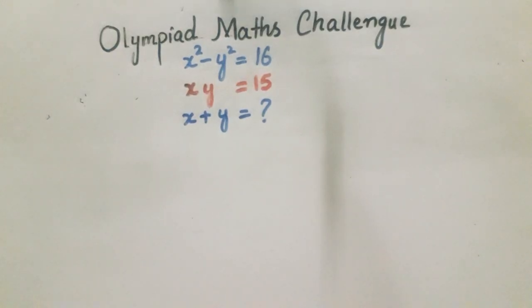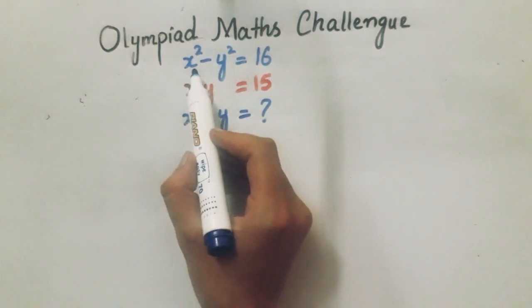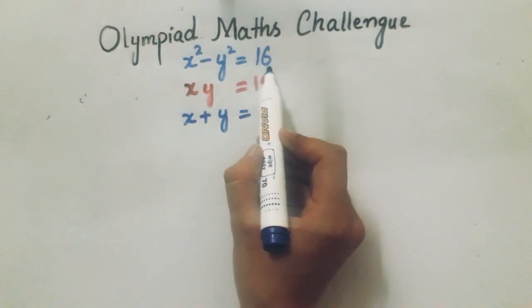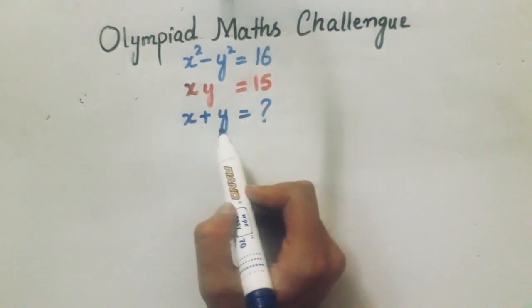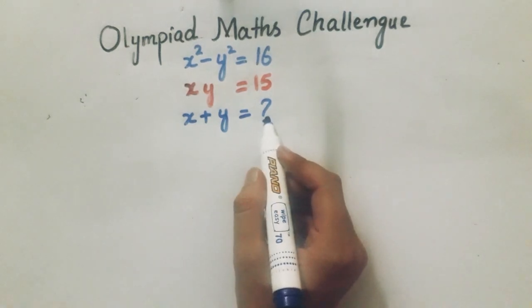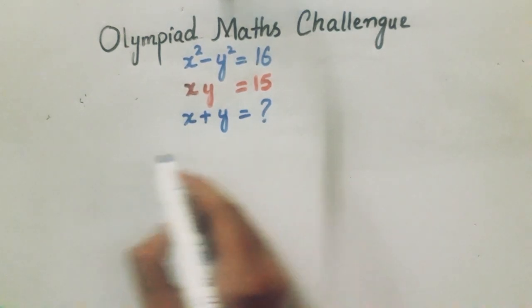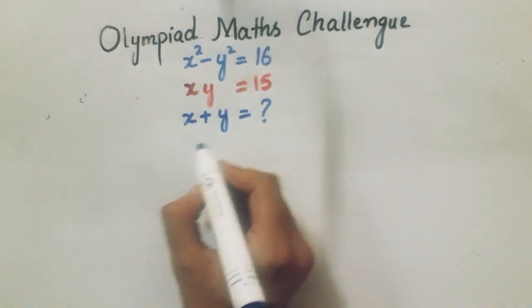In this video, I will solve Olympiad Maths Challenge in a very easy and simple way. That is x square minus y square is equal to 16, xy is equal to 15. So what will be the x plus y? We will solve this step by step by using the algebraic identities.